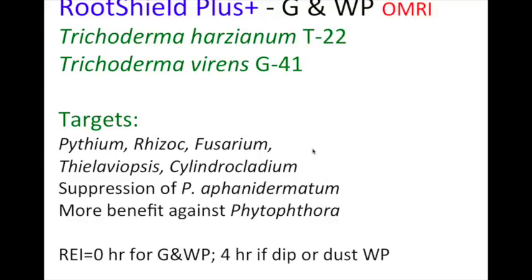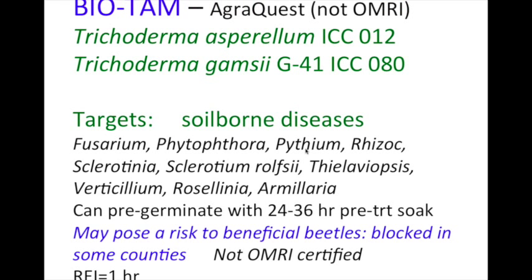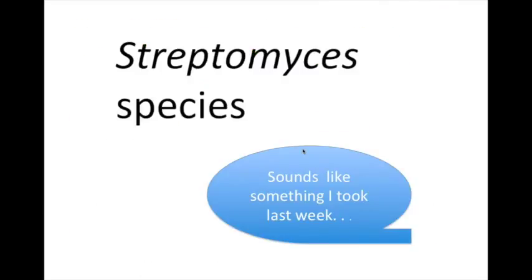And there is a newer product that has a combination of Trichoderma harzianum and Trichoderma virens that goes by the name of RootShield Plus, which also suppresses Pythium aphanidermatum and gives improved benefit against Phytophthora. There's a Bio-Tam product that is also a combination, with Trichoderma asperellum and Trichoderma gamsii, that's effective against roughly the same kinds of soil organisms. This one has a funny quirk in that it has a label warning because it can pose a risk to beneficial beetles. So that's something to keep in mind if you're doing some of your insect biocontrol with beetles.